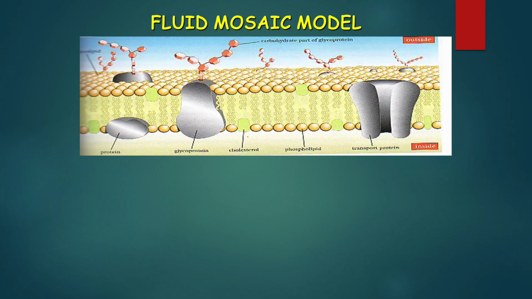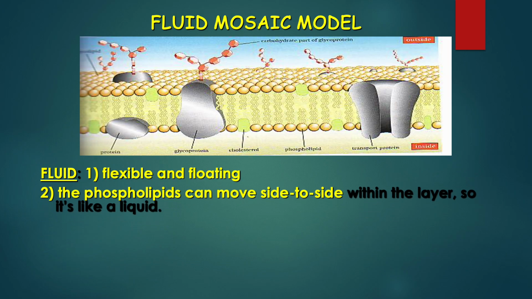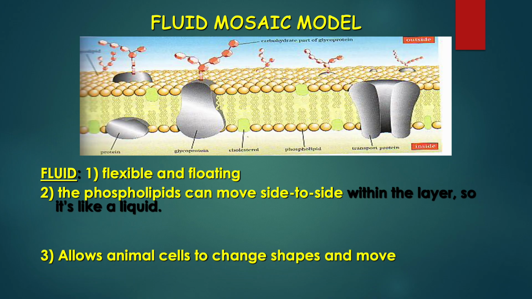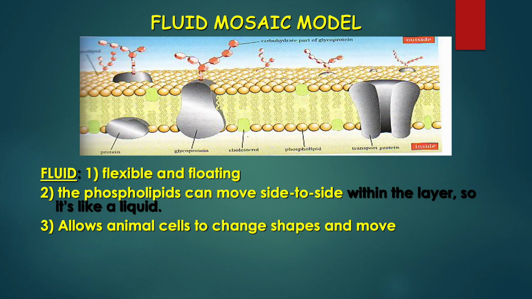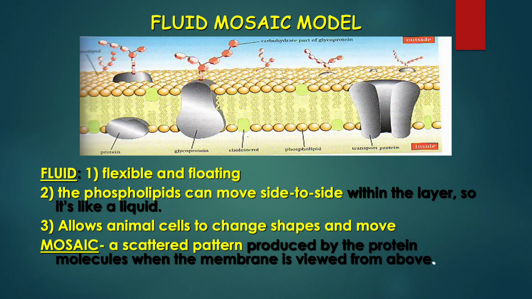The cell membrane is also known as a fluid mosaic model. It gets the name fluid mosaic model because it's flexible and floating. The phospholipids can move side to side, kind of like if you're swaying side to side, the phospholipids can move side to side within the layer, so it's like a liquid. It allows animal cells to change shapes and move. A mosaic is a scattered pattern. It's produced by the protein molecules when the membrane is viewed from above.